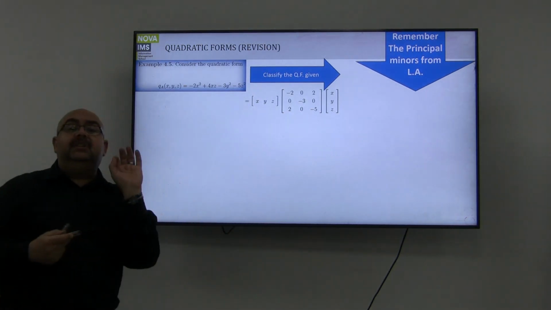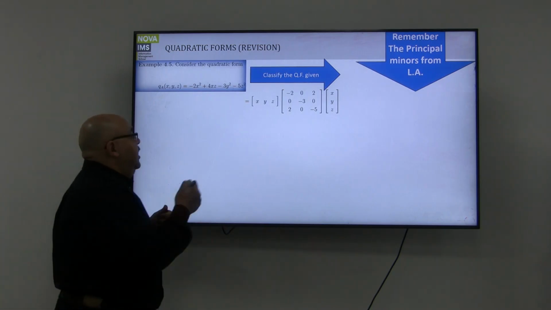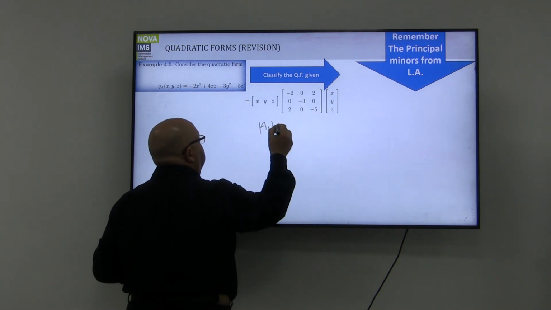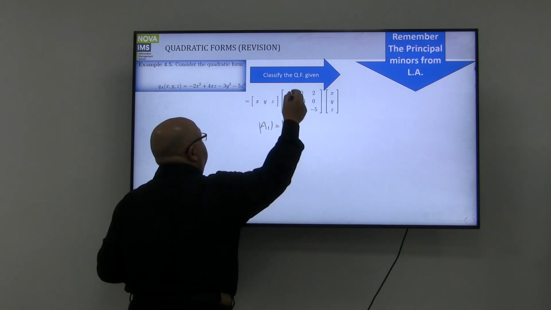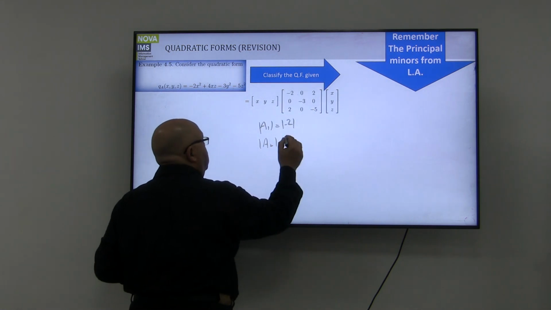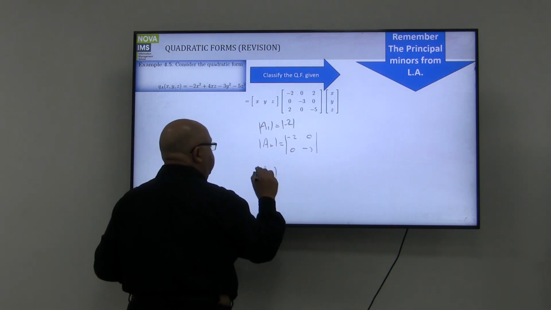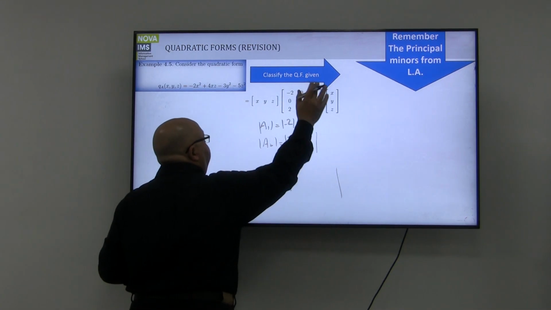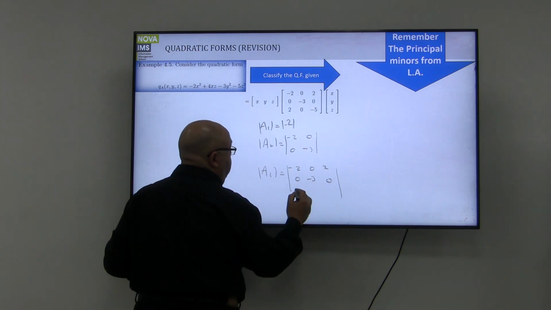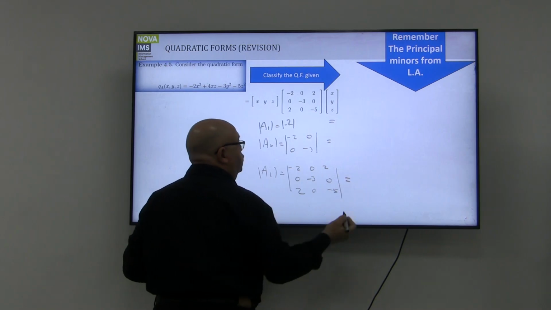Now I will try to identify the principal minors. I will have 3 principal minors. The first degree, the determinant A1, is going to be the first element on the principal diagonal, which is the determinant of negative 2, just this number. Then the determinant of A2, I will take 2 by 2, which is negative 2, 0, 0, negative 3. And then the third principal minor is simply all of it, which is negative 2, 0, 2, 0, negative 3, 0, 2, 0, and negative 5. I will evaluate each one of them to identify the value.